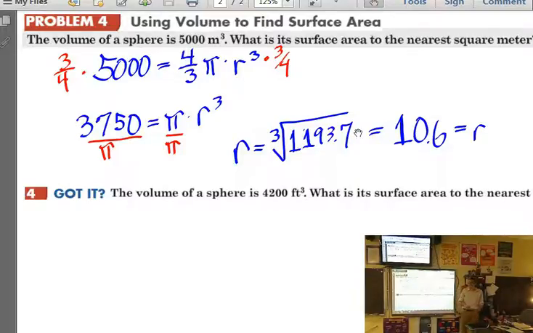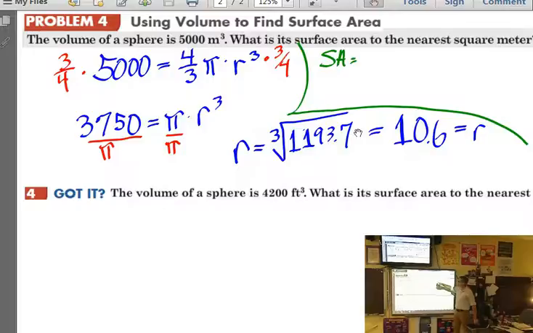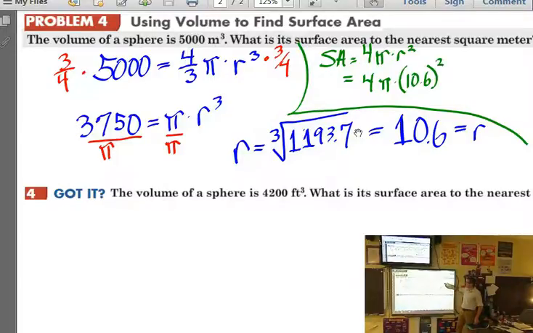Not done yet. To take that and find our surface area, what's our formula again? 4 pi r squared. So now I do my 10.6 squared, 112.5, and then multiply that by 4 pi, and we'll get a final surface area of 14, and it was so close to being 14.